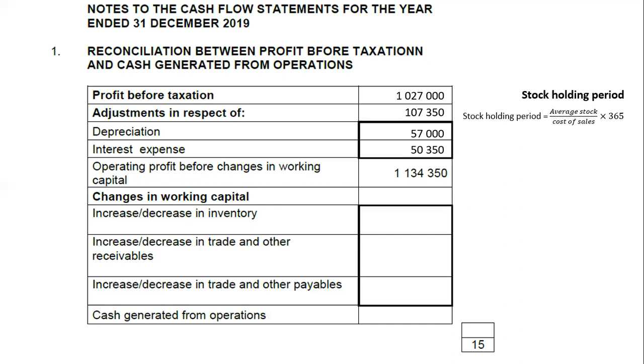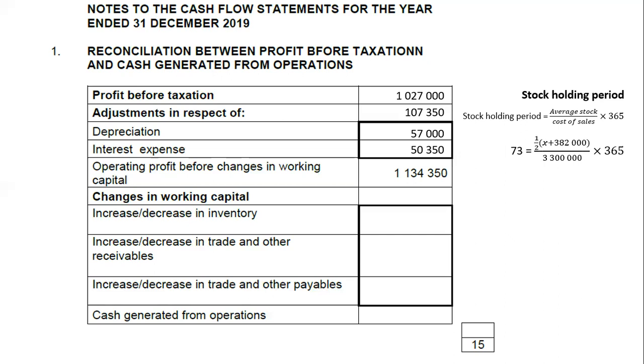According to me, the average stock is the accurate one, so I decided to use average stock. But even if you use closing stock, obviously your value will be different from mine. If you use the closing stock over cost of sales, it'll give you a different value to what I'm going to get, but I simply use the average stock. So the stock holding period, they gave it to us as 73. So I substituted 73 for the stock holding period.